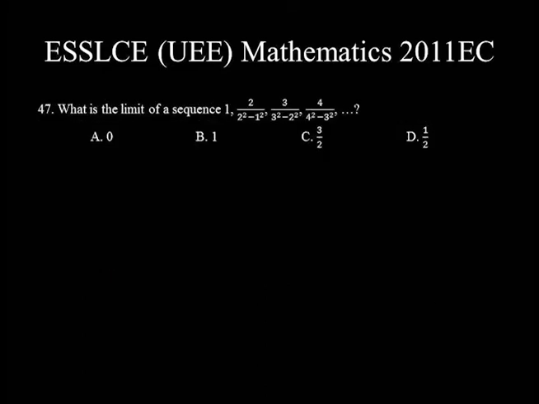Question number 47. What is the limit of the sequence 1, 2 over 2 squared minus 1 squared, 3 over 3 squared minus 2 squared, 4 over 4 squared minus 3 squared? The sequence under inquiry is equal to 1, 2 over 2 squared minus 1 squared, comma, 3 over 3 squared minus 2 squared, comma, 4 over 4 squared minus 3 squared, dot, dot, dot.